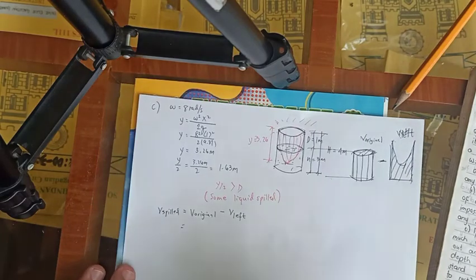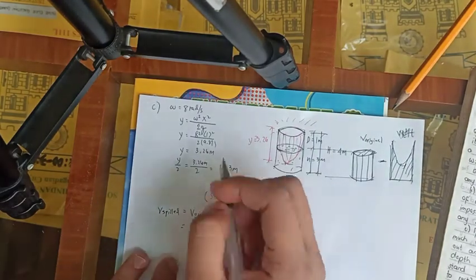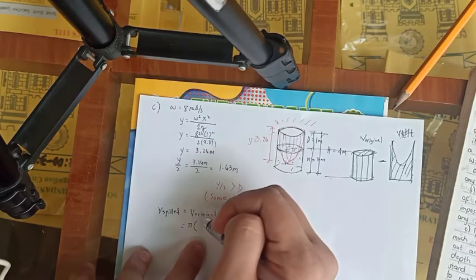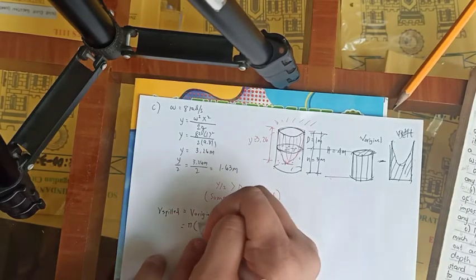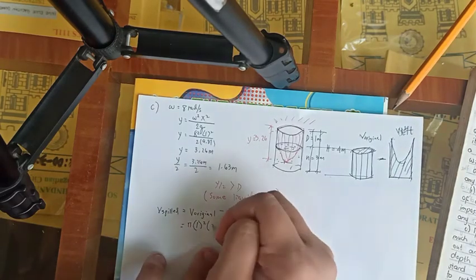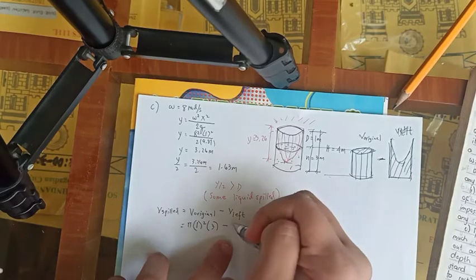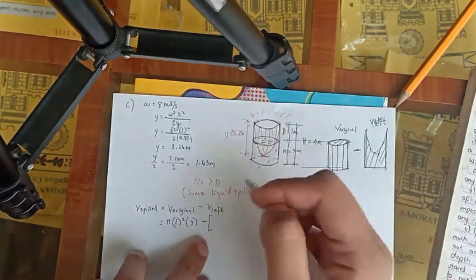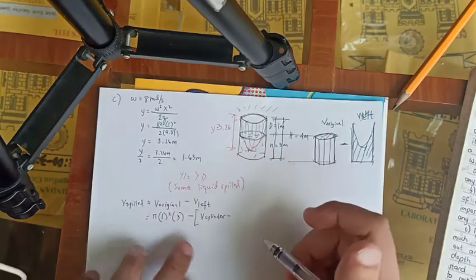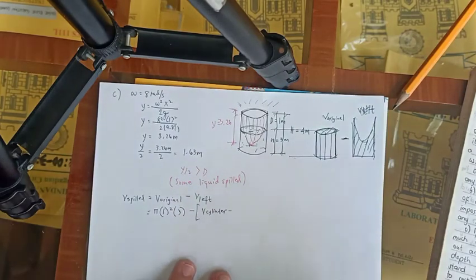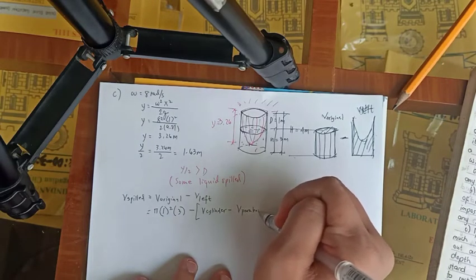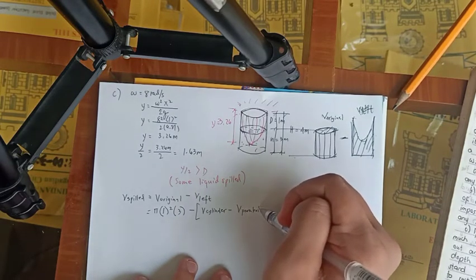So therefore, let's input the formula. Pi r squared is the area. We know the radius is 1, squared, times the depth, which is 3 meters. The left is the volume of the cylinder minus the volume of the paraboloid.